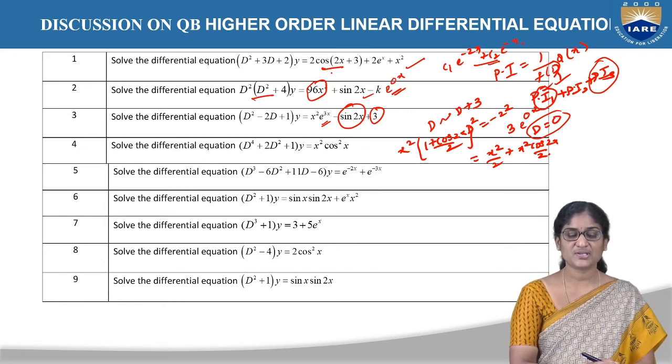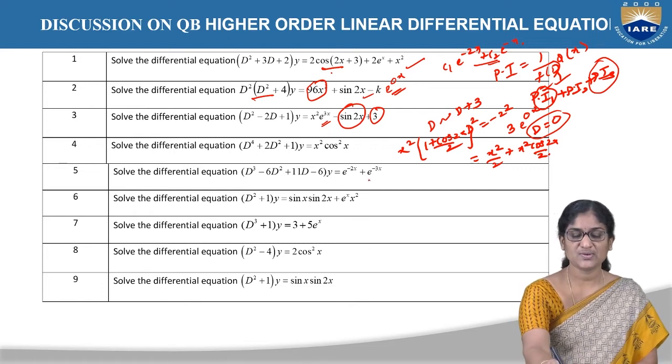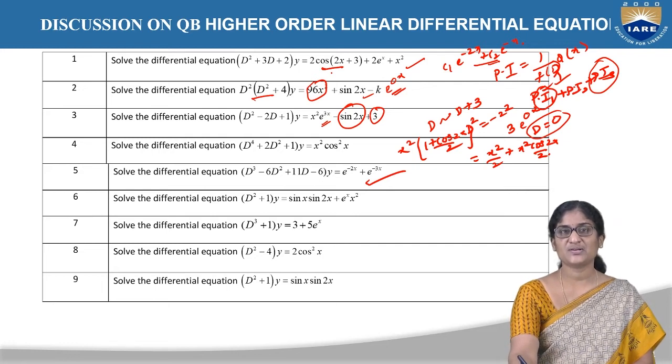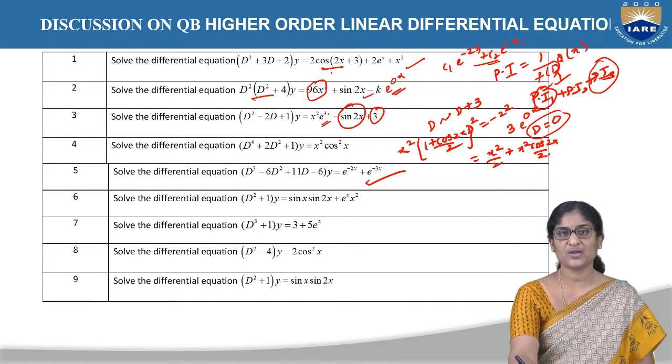And next, solve the differential equation (D cubed - 6D squared + 11D - 6) y = e to the power of -2x + e to the power of -3x. In this question, the particular integral is very easy because it is only the first form, but the complementary function is tough. For the complementary function, D cubed - 6D squared + 11D - 6, we have to obtain the three roots of the auxiliary equation. You can either use the calculator, or you can use the trial and error method to find the first root, and then the synthetic division method to find the rest of the roots.